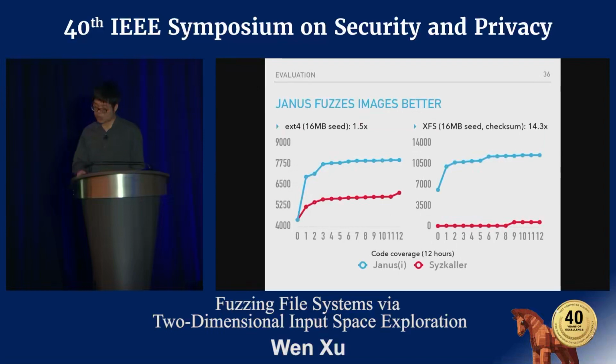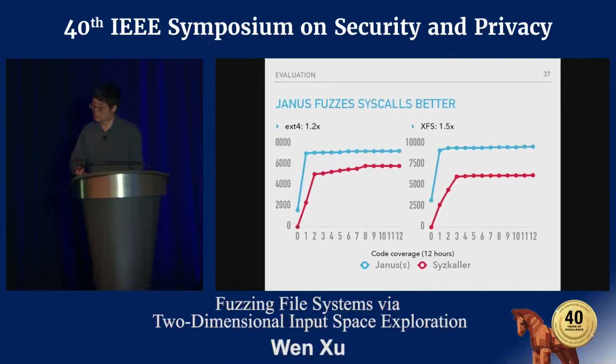And also, we want to see if Janus's image mutator performs better. So in this experiment, we fixed the payload to operate on mounted file systems, but we only make Janus and Syzkaller mutate the image to be mounted. And you can see Janus performs better, 1.5 times better than Syzkaller on ext4 and much, much better on XFS. It's because it has checksums, and Syzkaller just mutates the data on the image, so it cannot fix the checksums after mutation. So its coverage is quite low.